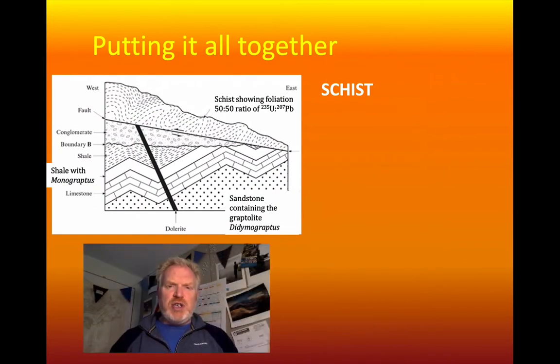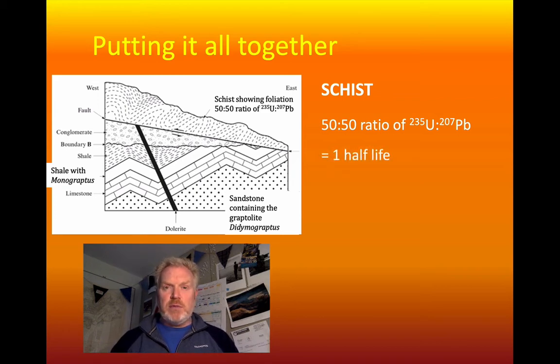If we look at this, let's deal with the schist first. The student who's looked at this has applied superposition and said schist must be the youngest rock. We can think that, I suppose, because it's at the top of this sequence of beds. But we've got an additional piece of information here. We've got this uranium-lead ratio of 50 to 50. Now, a 50-50 ratio of any radioactive element means that that's one half-life. It takes one half-life to achieve that 50-50 ratio of parent to daughter.